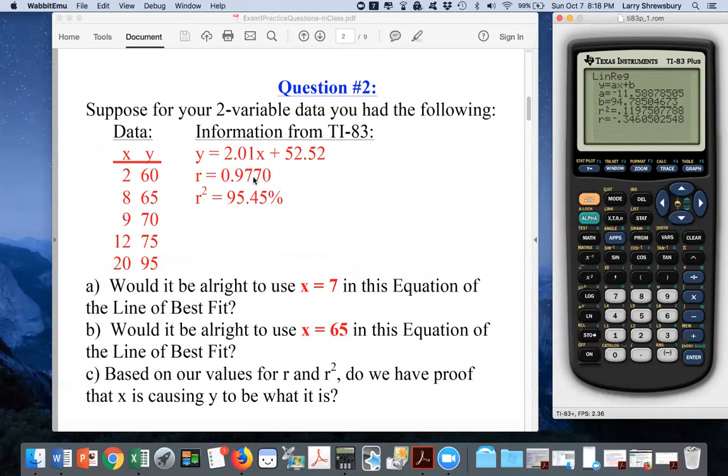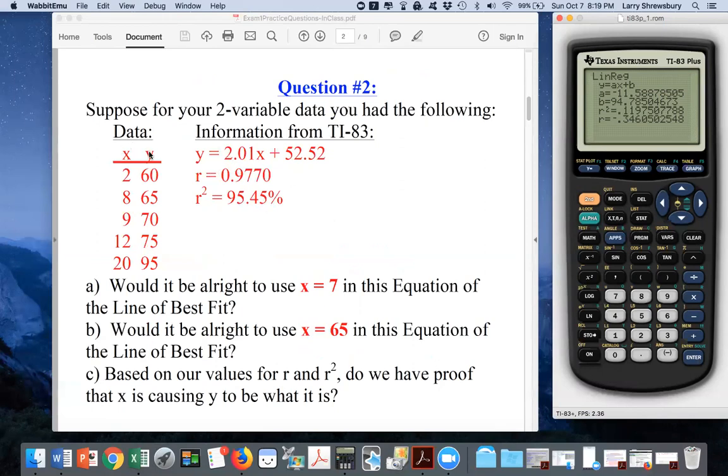Now look at our values for R. Is R closer to 0 or positive 1? It's really close to positive 1, so this is a very strong positive linear correlation. Is R squared closer to 0% or 100%? Really close to 100%. I mean, 95.45% of the total variation in Y is being predicted by X. That's pretty good. In fact, it's so good you might be tempted to say that this is evidence that X is causing Y, but you would be wrong.